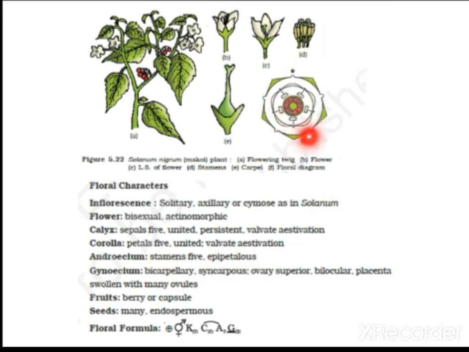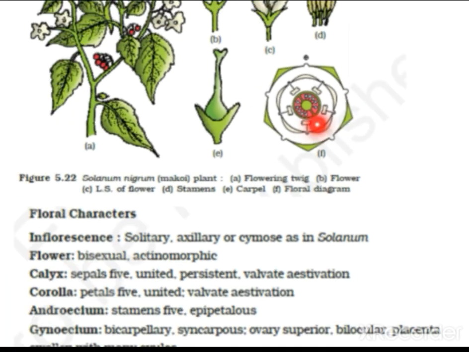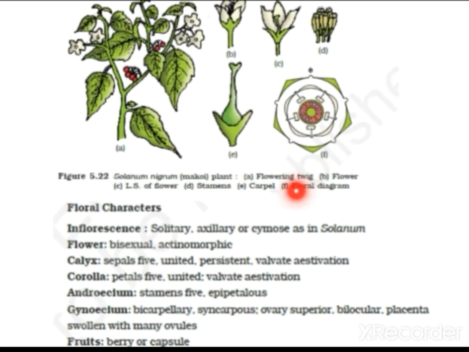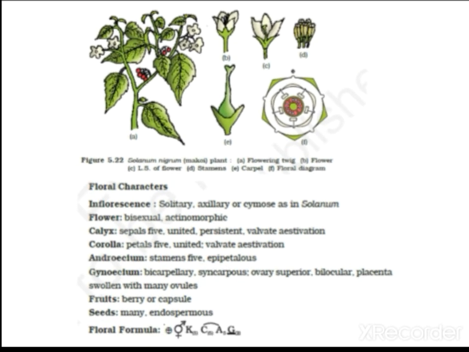The ovary, 2 are there, so you can see 2 carpels are there. Observe here, 2 carpels are there. And next one, epipetalous, they are united with the petals. Stamens are 5, so it has been shown here in the floral formula. And next one, the stamens are united, so that's why it has been given.